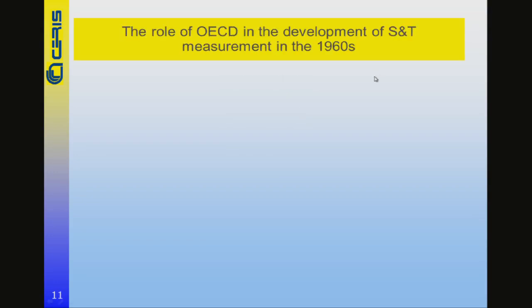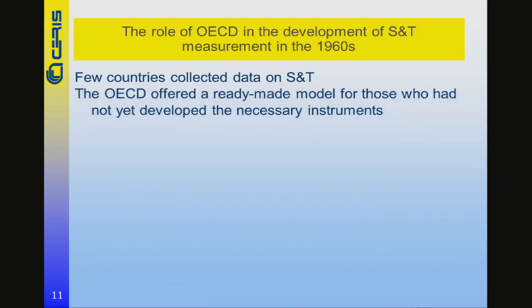Let's look at the role of the OECD in the development of science and technology measurement in the 1960s. When all this exercise was started, the Americans had a comparative advantage because they had already collected some figures. Very few countries collected data on R&D in the early 60s. The first Frascati Manual was approved in 1962. And the OECD offered a ready-made model for those who had not yet developed the necessary instruments.